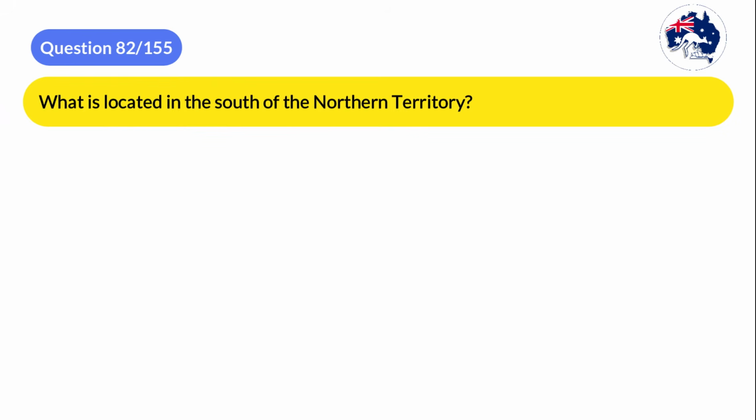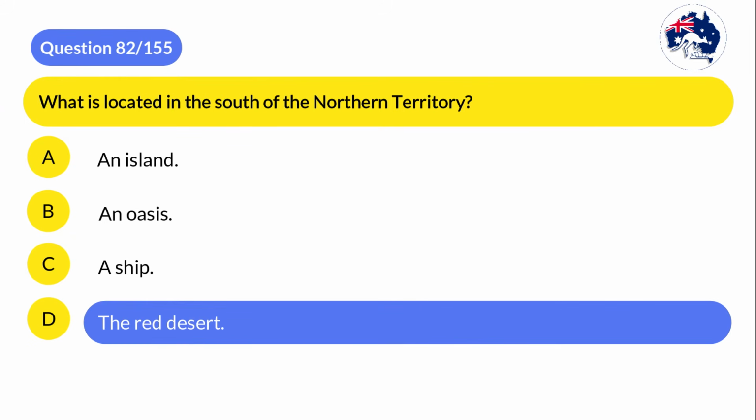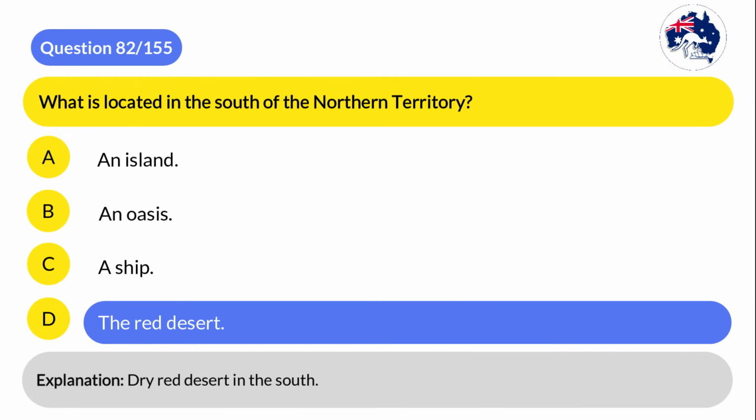Question 82. What is located in the south of the Northern Territory? A. An island. B. An oasis. C. A ship. D. The Red Desert. The correct answer is D. The Red Desert. Explanation: Dry red desert in the south.